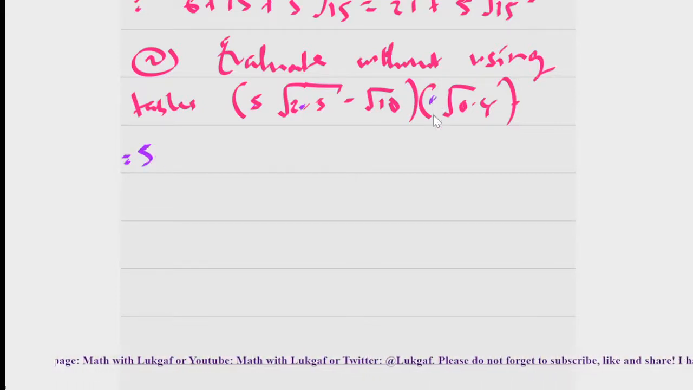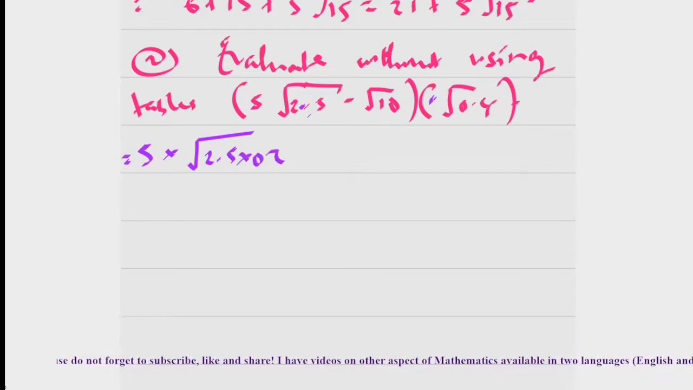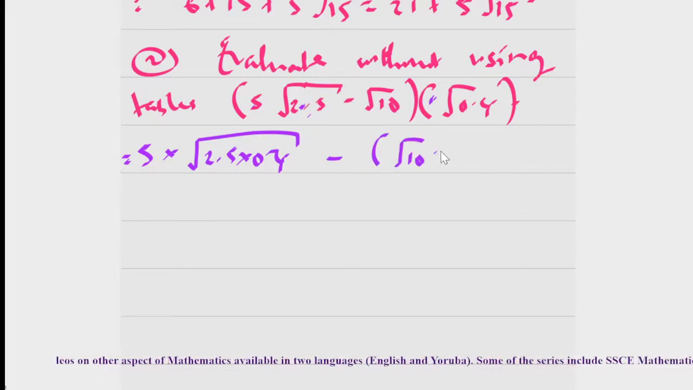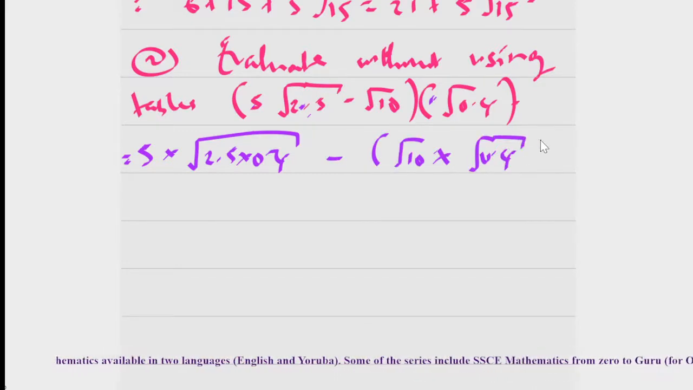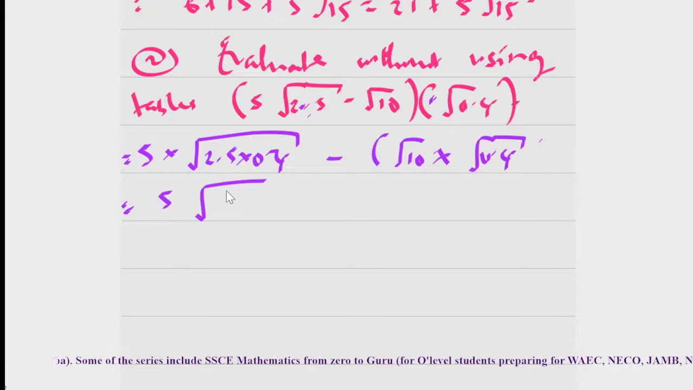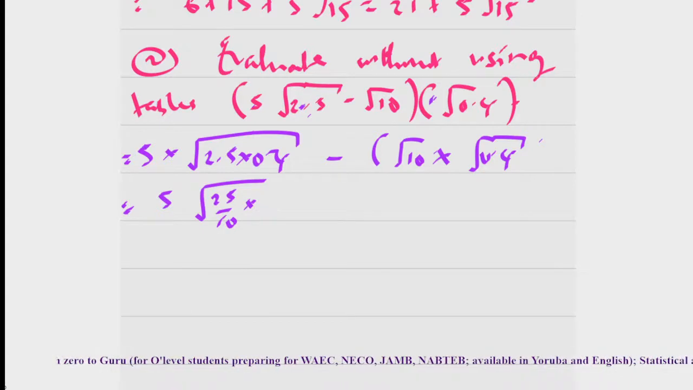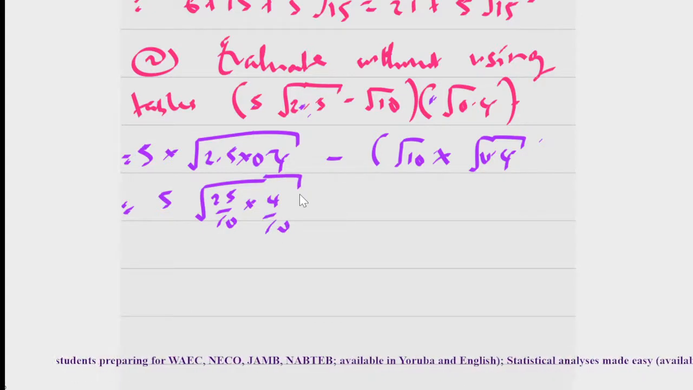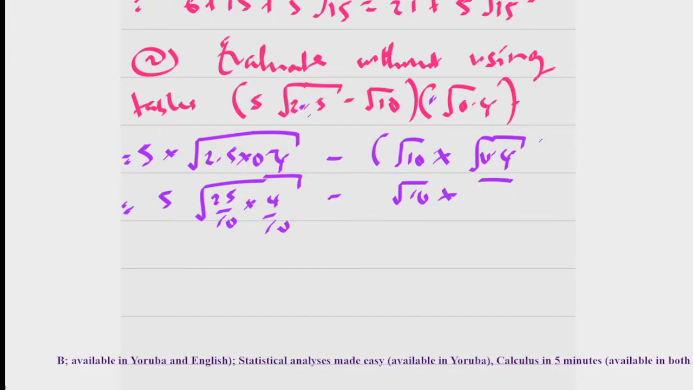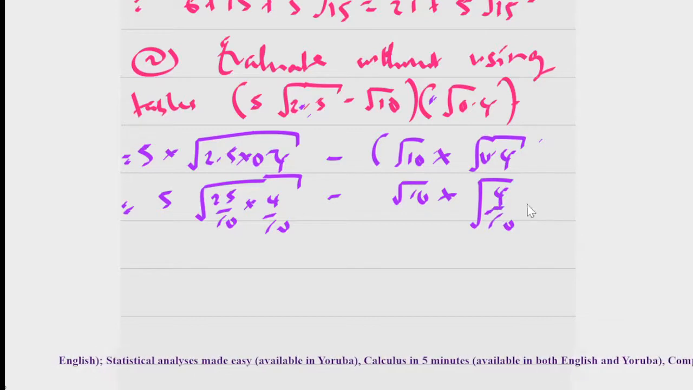You have 1 here, right? 1 times 5, that is 5, multiplied by root 2.5 multiplied by 0.4. You understand? And then minus root 10 multiplied by root 0.4. Do you understand now? If you simplify further, this is going to give you 5. If you don't want to disturb yourself, this is the same thing as 25 over 10 multiplied by 4 over 10. So if you don't want to be multiplying decimals, then minus root 10 multiplied by root 4 over 10. I hope you understand now.